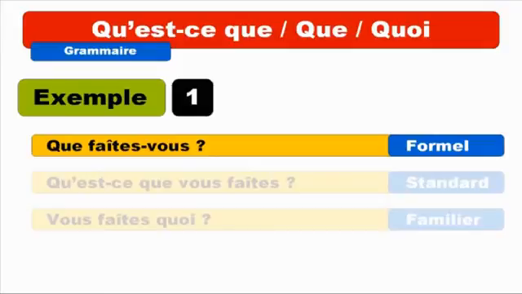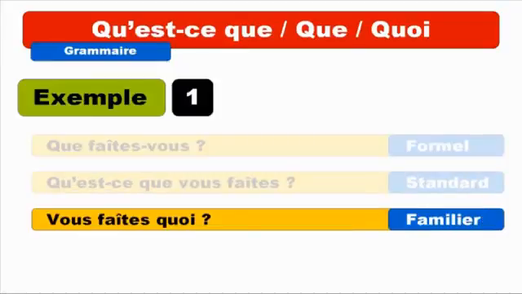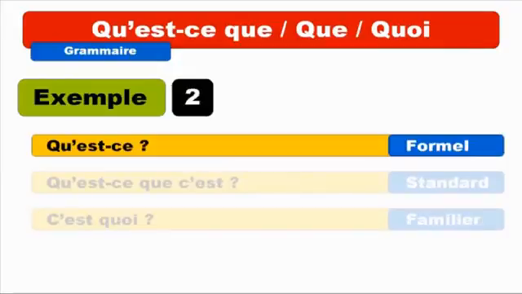First example: if you want to ask what a person is doing, you can ask the first question, which is the more polite one. Que faites-vous? Repeat. Que faites-vous? Don't be afraid to raise your voice a little bit at the end. Then qu'est-ce que vous faites? Repeat. And then the third one, vous faites quoi? Repeat. Vous faites quoi? Second example, it's qu'est-ce? Repeat. Qu'est-ce?